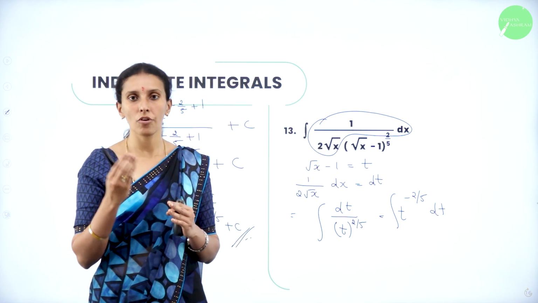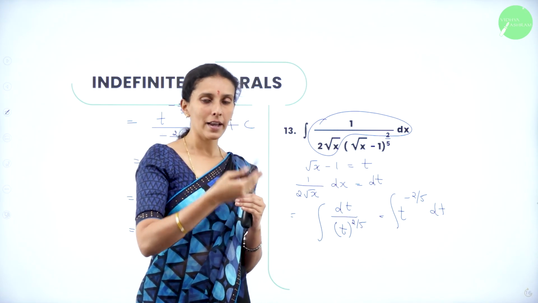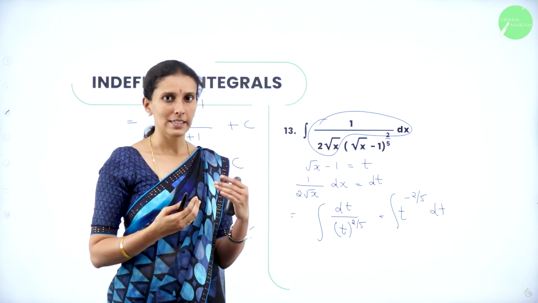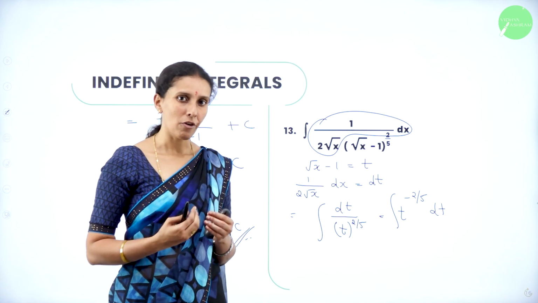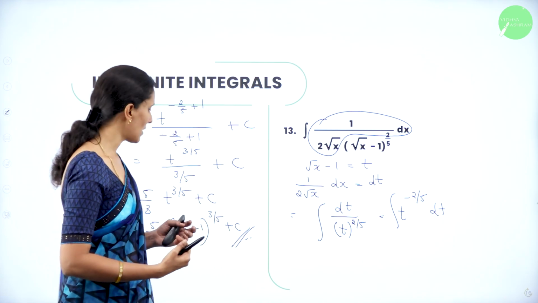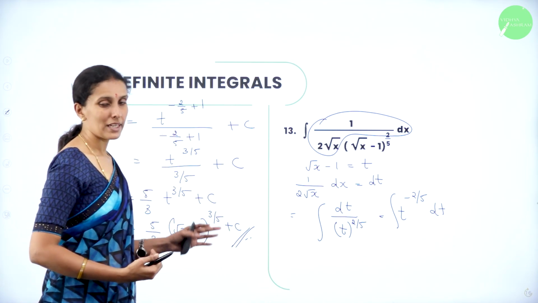So any function of the form f of x to the power n into f dash of x dx can be written as f of x to the power n plus 1 by n plus 1, which you will apply for all these results. We will meet you in the next session.